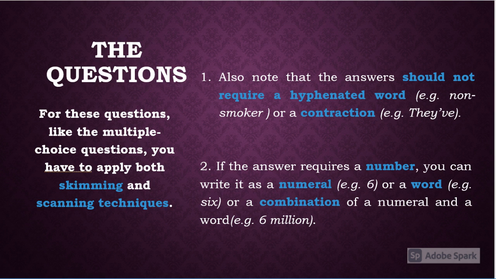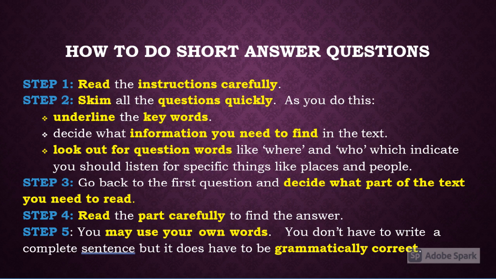Also note that the answers should not require a hyphenated word, for example non-smoker, or a contraction, for example Dave's. If the answer requires a number, you can write it as a numeral, for example 6, or a word, for example six, or a combination of a numeral and a word, for example 6 million. Let me show you how to do short answer questions.